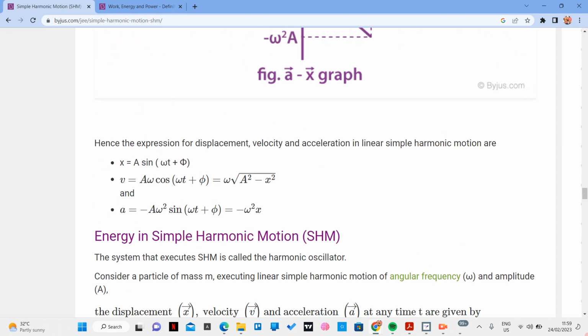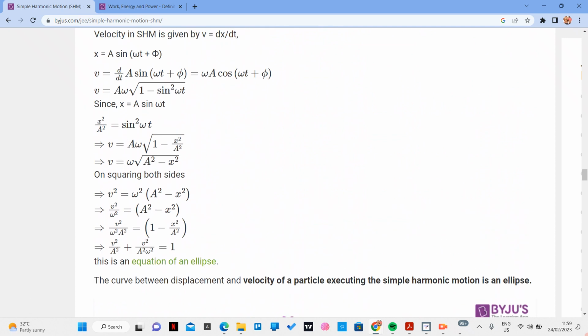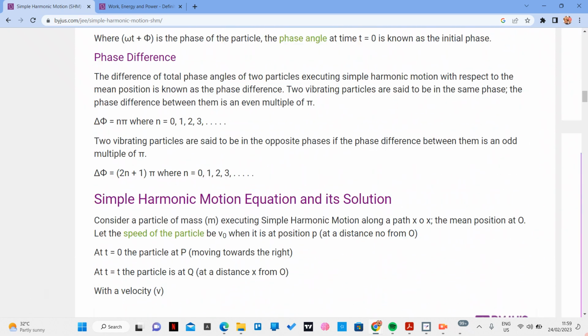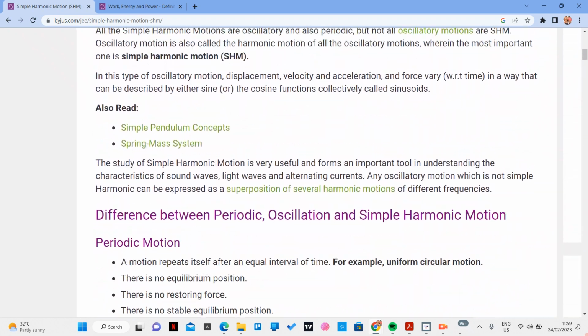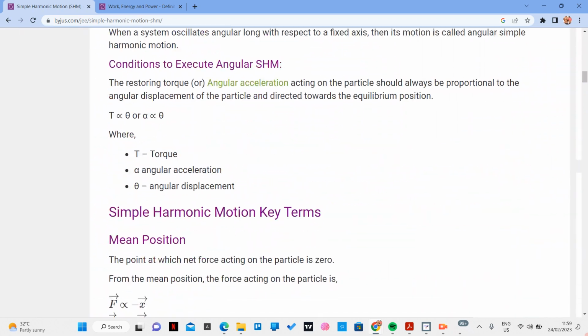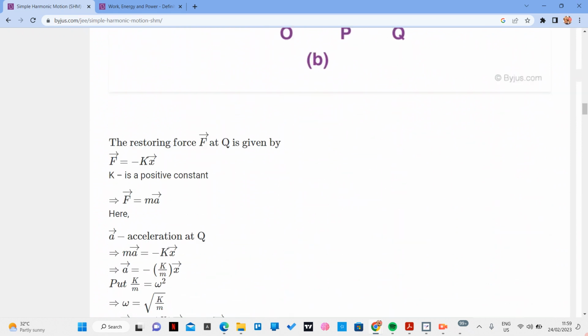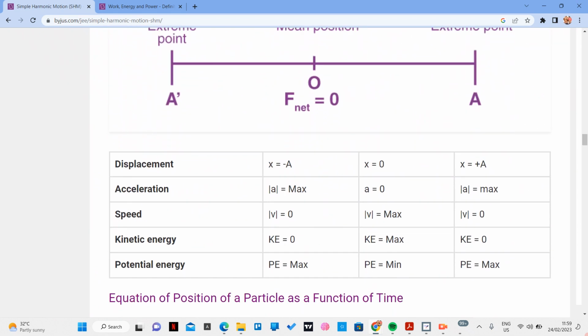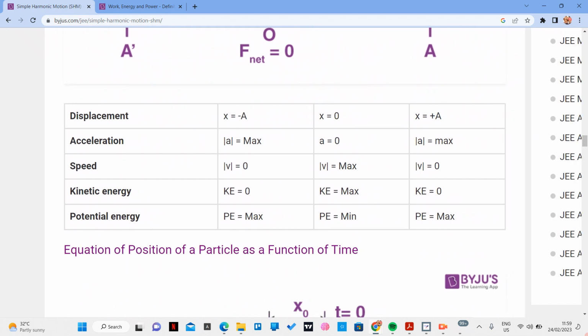So coming back to this table, slot all those things in, and then you get your answer. So when x is maximum, potential energy will be maximum. Okay, the table is already here, sir.